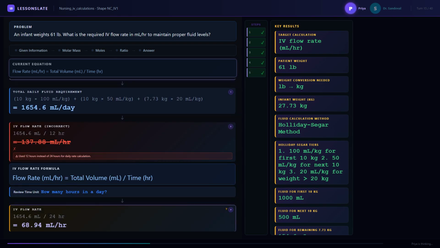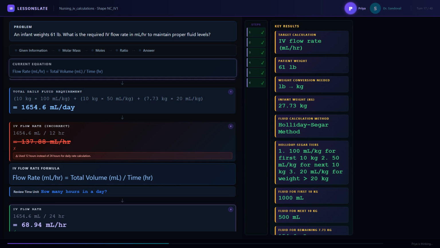So it should be 1,654.6 milliliters divided by 24 hours. Let me recalculate that. It's easy to overlook those simple details, but catching them is part of becoming a precise nurse. Now that you've got the correct number of hours, go ahead and recalculate the IV flow rate for me.